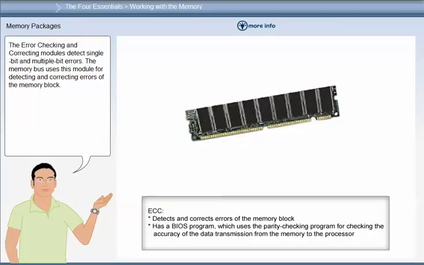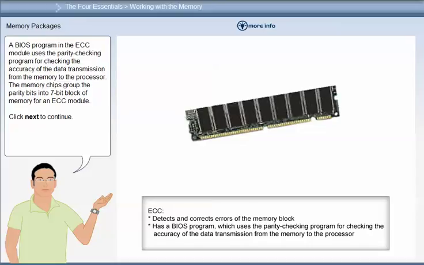The error checking and correcting modules detect single-bit and multiple-bit errors. The memory bus uses this module for detecting and correcting errors of the memory block. A BIOS program in the ECC module uses the parity checking program for checking the accuracy of the data transmission from the memory to the processor. The memory chips group the parity bits into 7-bit block of memory for an ECC module.